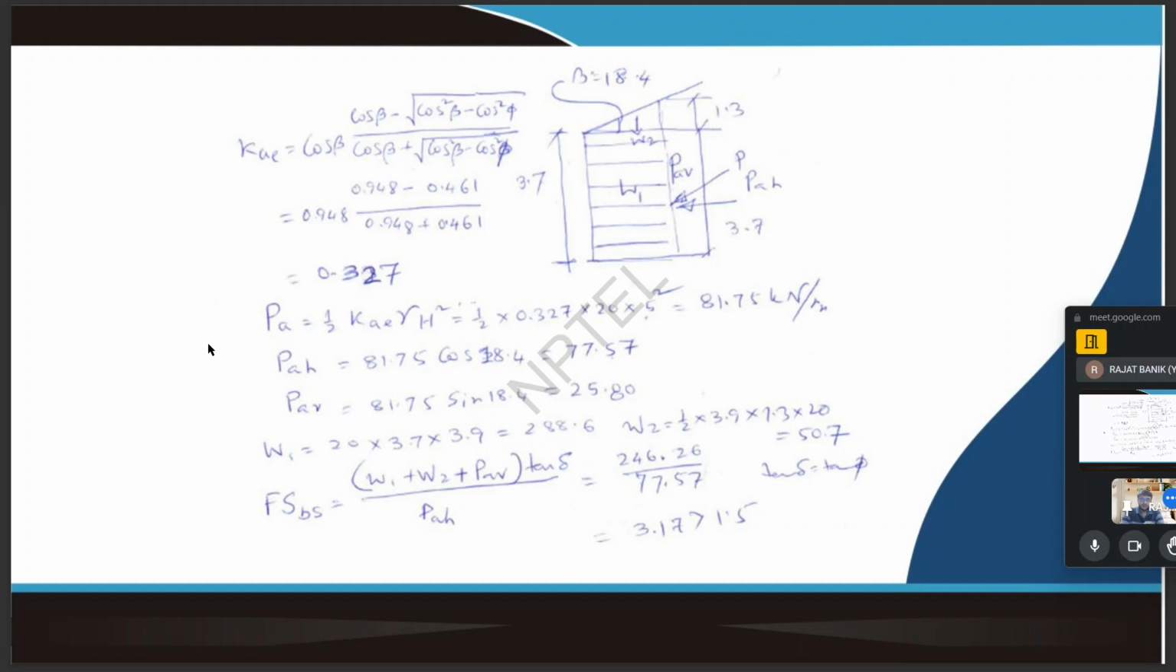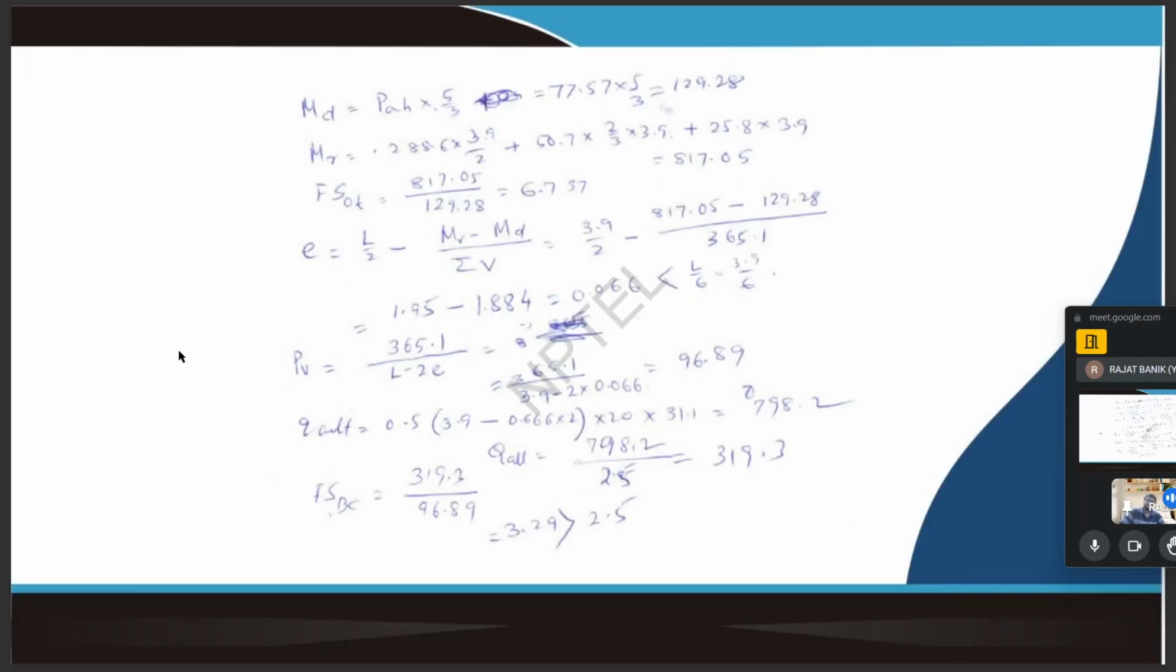Which is given here: W1 plus W2 plus the vertical active earth pressure, into tan delta, where delta is the angle between the soil and the reinforced material, and which is divided by the horizontal active earth pressure, that is the sliding force. And we get that our factor of safety comes about 3.17, which is greater than 1.5, which is safe for sliding.